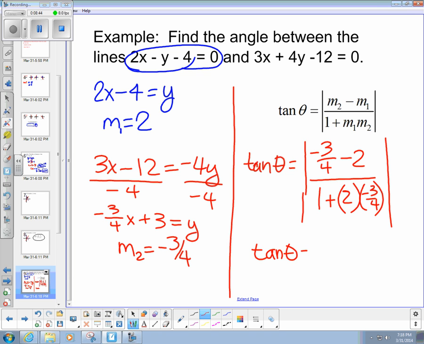Okay, so tangent of theta is equal to the absolute value. Negative 3/4 minus 2, when you get your common denominator, you're going to have negative 3/4 minus 8/4, which is negative 11/4. Okay. In the denominator, we have 1 plus negative times positive is going to actually be negative, so I'm going to change that from plus to minus. And 2 over 1 times 3 over 4 is 6 over 4, okay, or 3/2. And 1 minus 3/2 is negative 1/2.